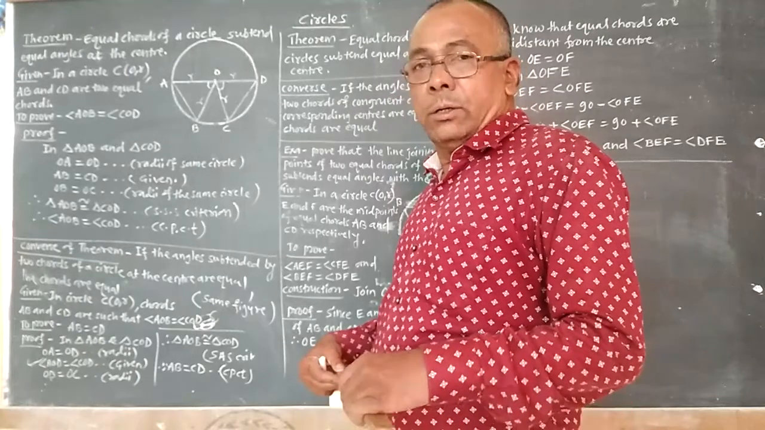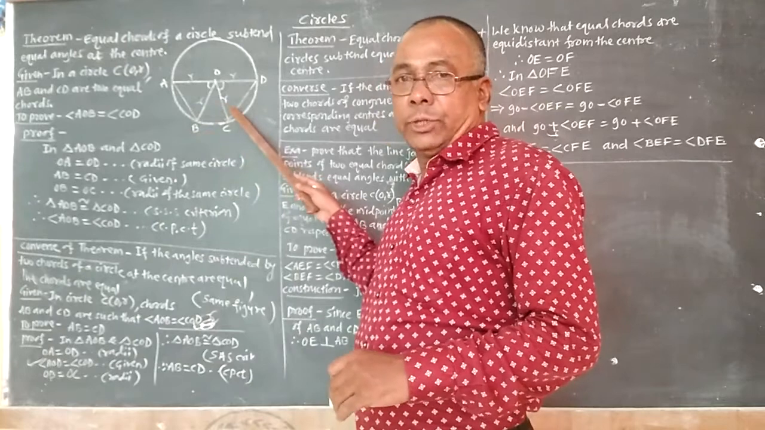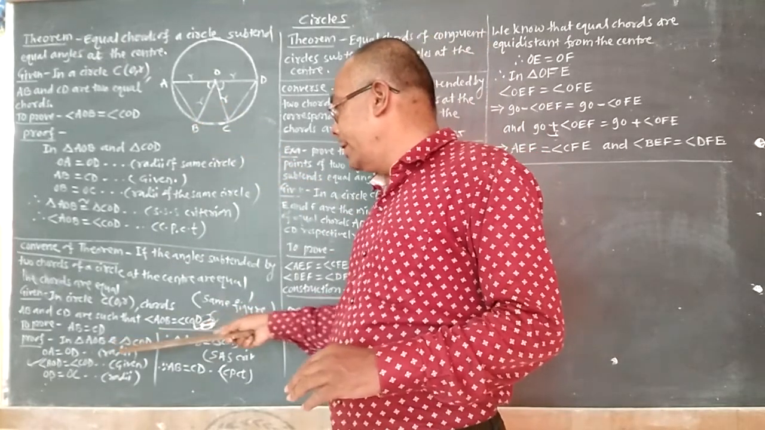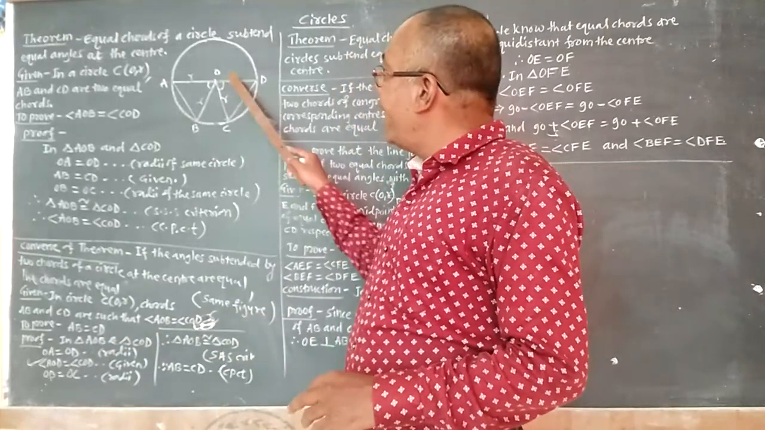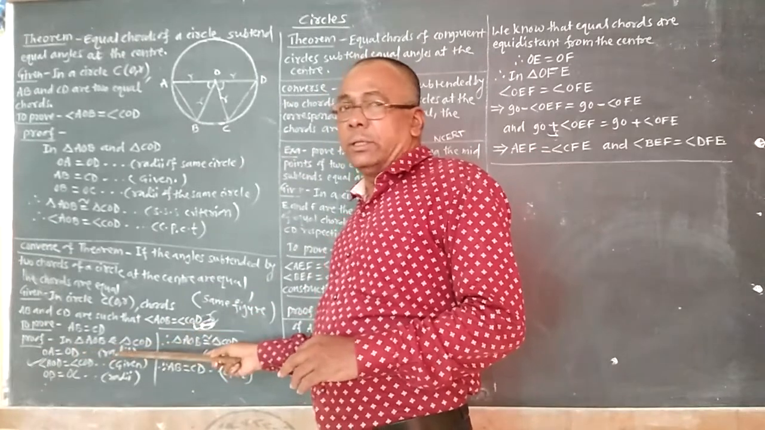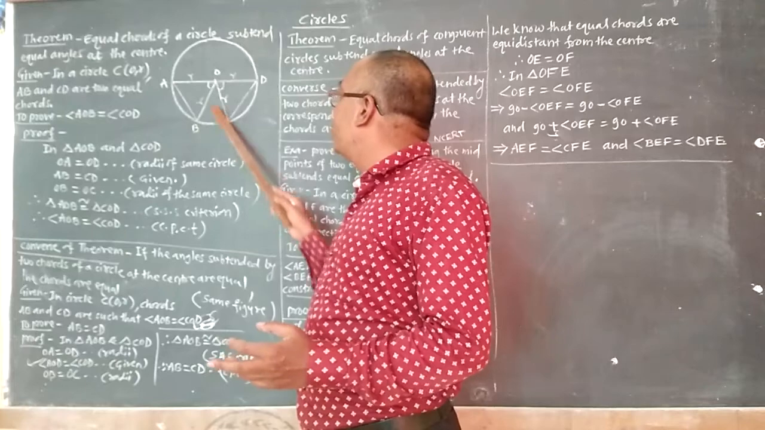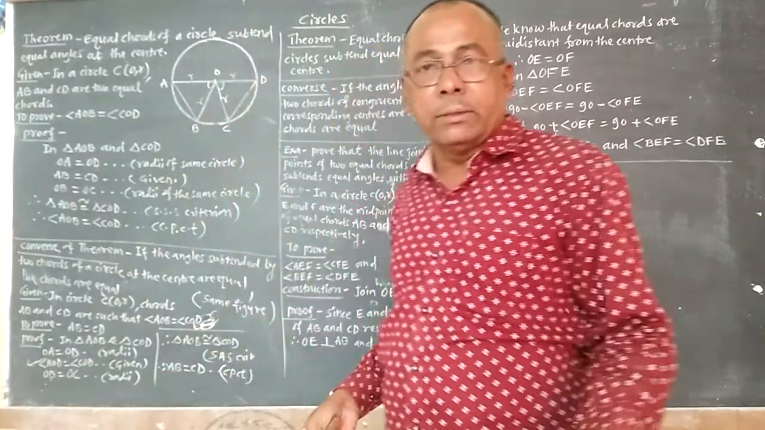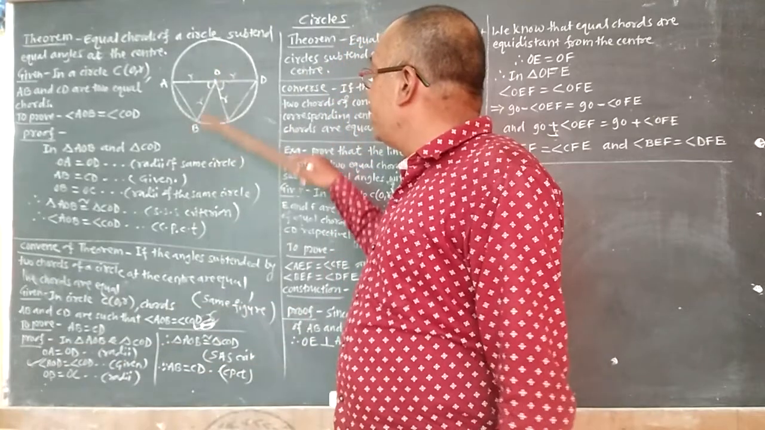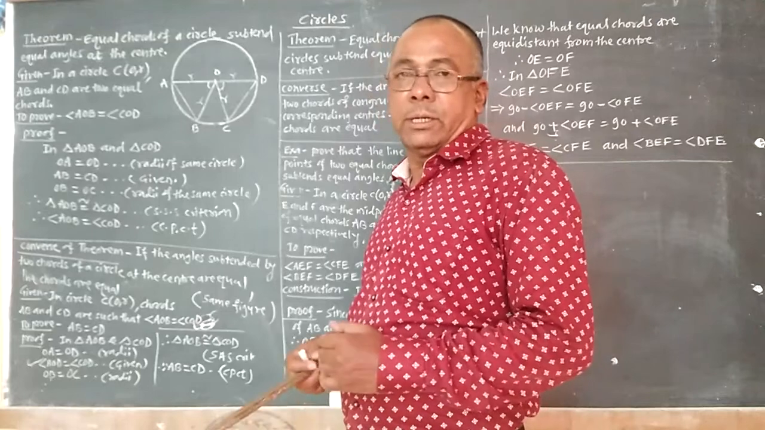Here the proof. Again we get the two triangles, that is triangle AOB and triangle COD. Here in triangles AOB and COD, OA equal to OD, radii of the same circle. Then angle AOB equal to angle COD, it is already given. And OB equal to OC, that is radii of the same circle.